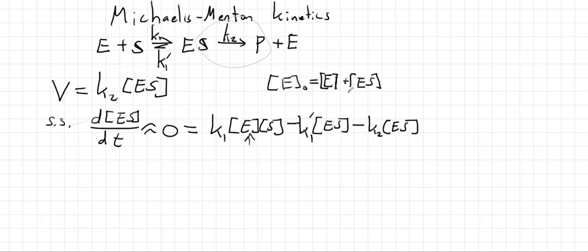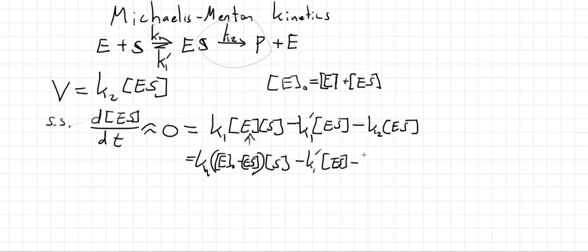Let's substitute that expression for E, in other words E total minus ES, in here. So we get K1 times E total minus ES. That's equal to the concentration of free enzyme. That times the concentration of substrate, minus K1 prime minus K2. That's enzyme substrate complex here, times enzyme substrate complex. Great.